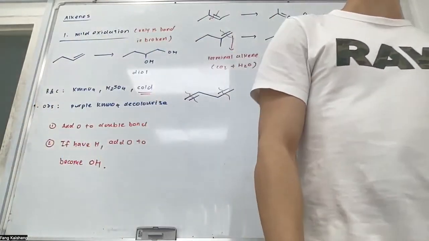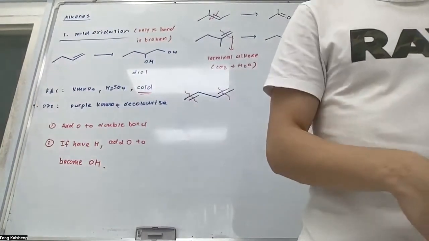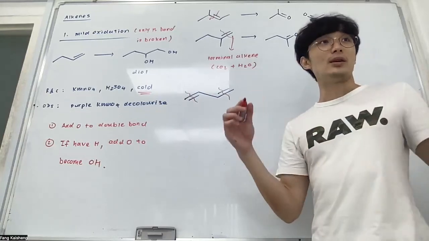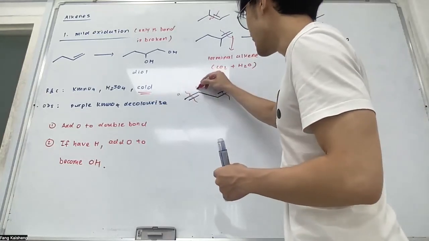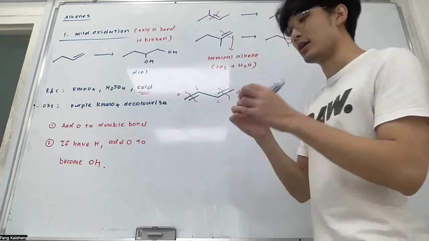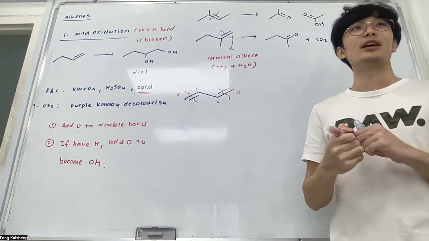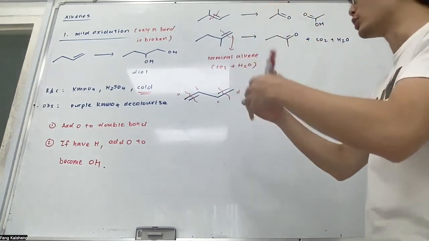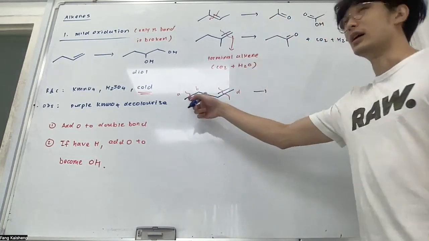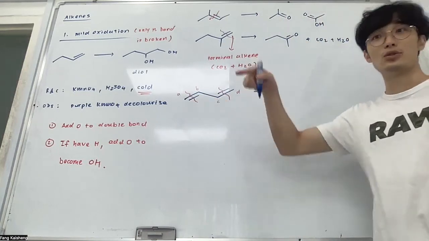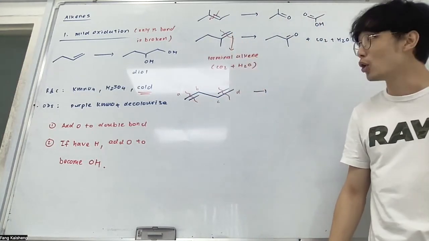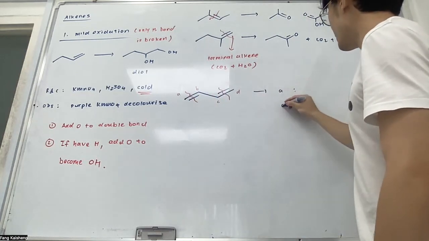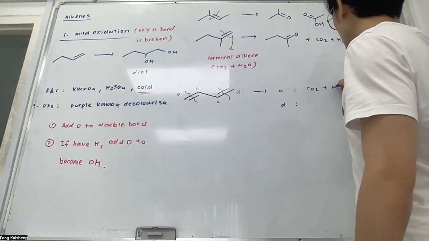Now remember, we are only concerned with the carbons that are involved in the cutting. Do you notice that all four carbons are involved in the cutting? To make this simple for ourselves, I'm going to label these A and B, and call these C and D. We do it step by step. What does A become? How do you know that so quickly? It is a terminal alkene, hanging at the end, right? Any more terminal alkenes here? Very easy. A and D both form carbon dioxide and water.